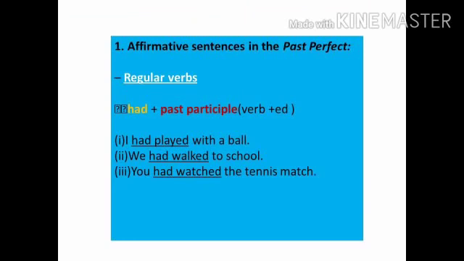How do we form the affirmative past perfect? For the regular verb we use had for singular and plural, and the past participle. The past participle can be made by adding ed to the base form of the verb. Here the underlined verbs are regular verbs. The base forms are play, walk and watch.